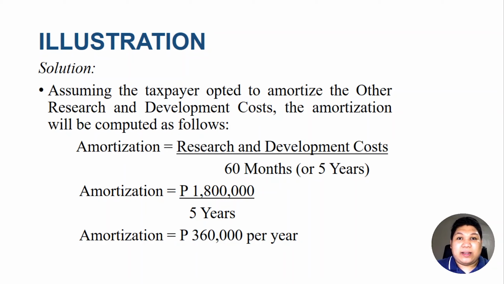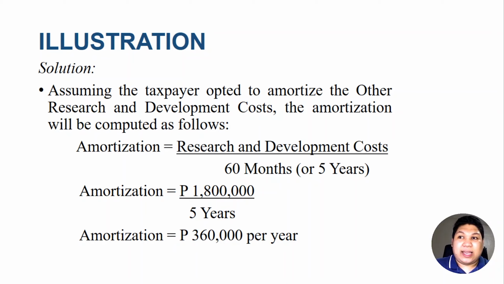However, always remember this. The taxpayer can only begin to amortize, assuming he chooses option 2 to amortize the research and development cost, when there is already a realized benefit. If there is no benefit yet, then he could still not deduct the research and development cost as a deduction from the gross income.